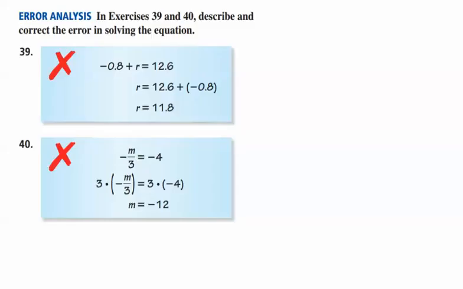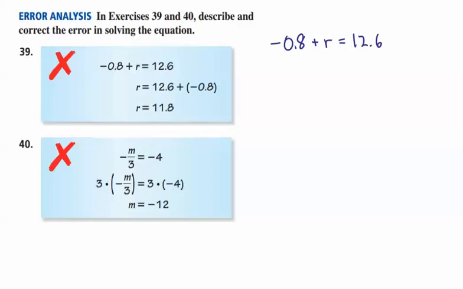Alright, so in problem number 39 we start with the equation negative 0.8 plus r is equal to 12.6. Now, based on the properties of equality that we learned about in this section, we are trying to isolate the r to see what r is equal to. And in order to do that, we have to subtract, multiply, divide, add, etc. the other quantities that are related to r so that we can isolate r.